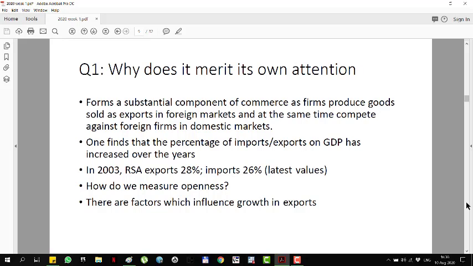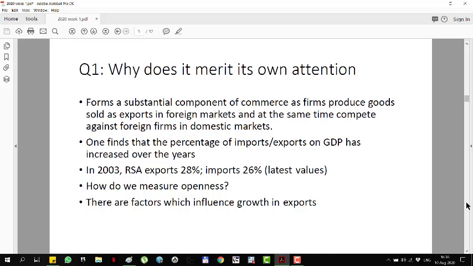So even if you're producing goods, you must be careful that you need to produce it at a decent rate, because you can face competition not only from within your country amongst firms, but from foreign firms. It's coming from other countries.